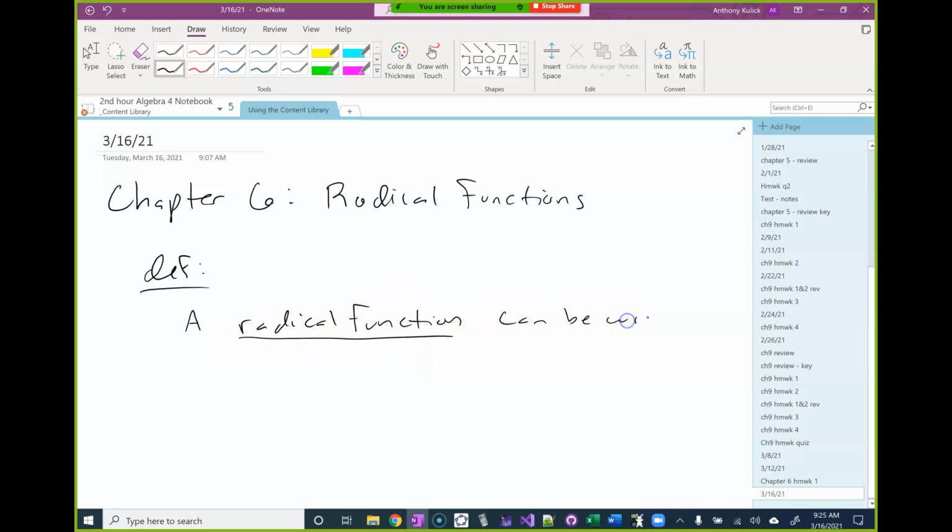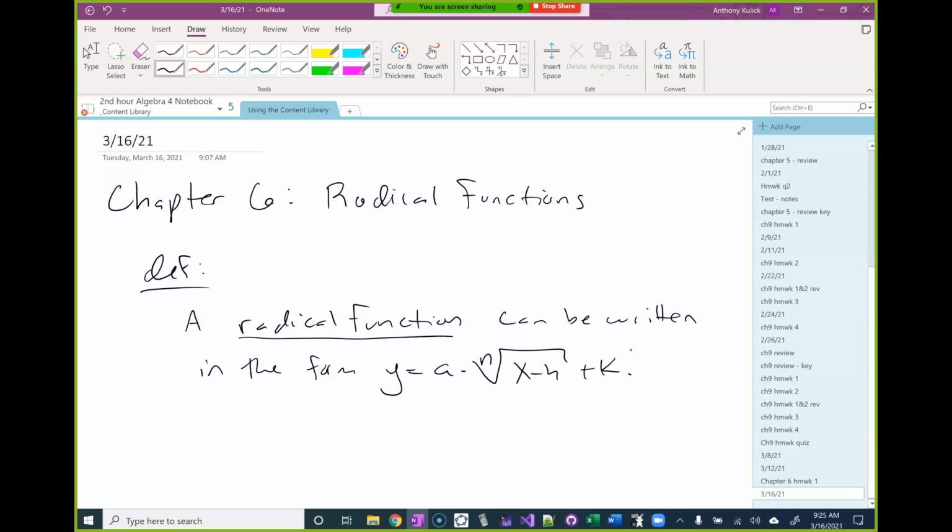can be written in the form y equals a times the nth root of x minus h plus k.